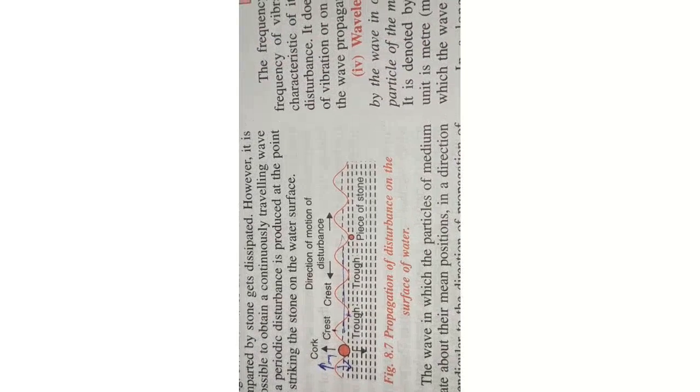The position of maximum upward displacement is the crest, and the position of maximum downward displacement is the trough. This crest and trough keep alternating in time at a position. And please note that transverse waves can only be produced in solids or on the surface of liquids. They cannot be produced inside liquids or in gases.